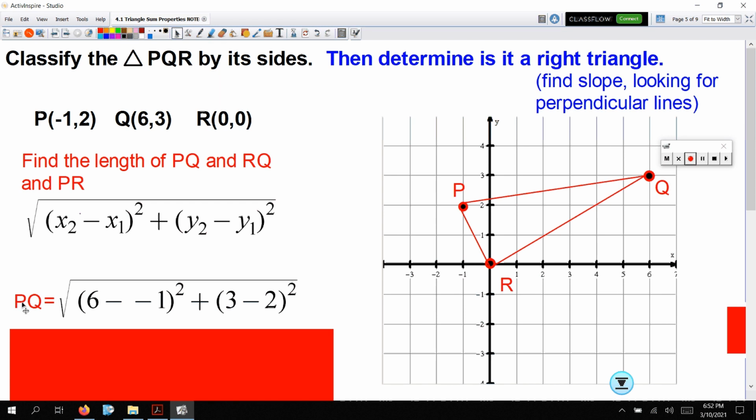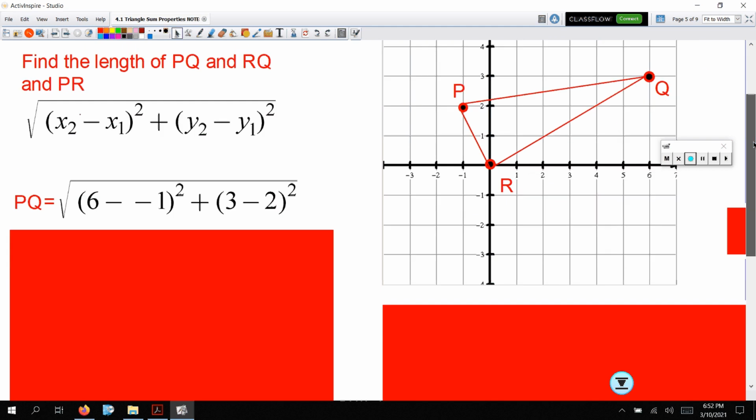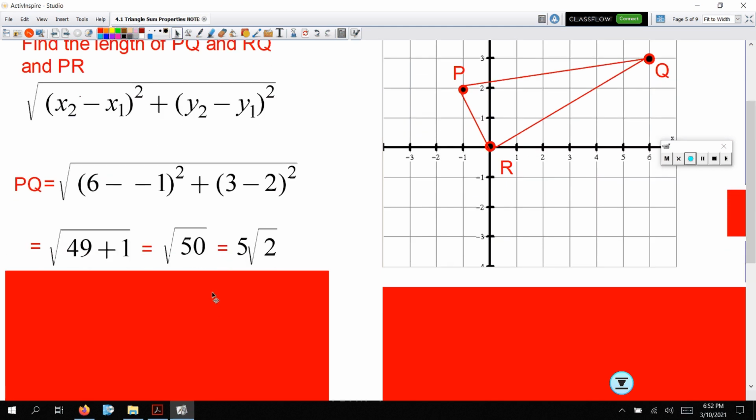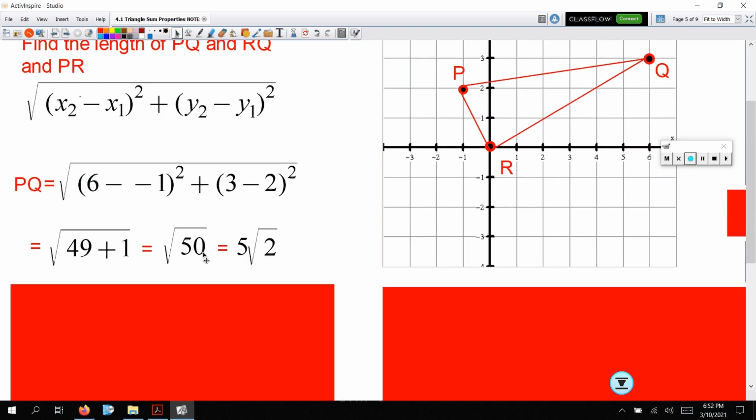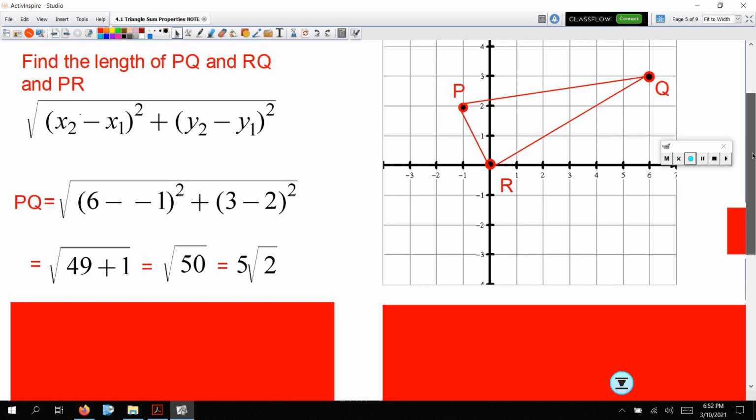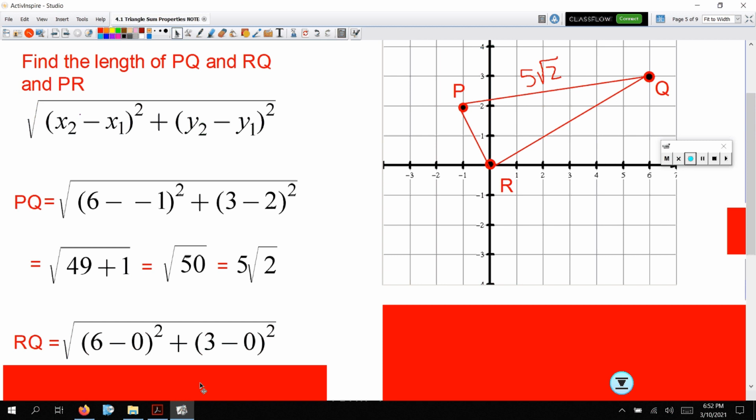Okay, so we're going to find PQ. I'm going to plug those points in and just work it down and solve it. Right, and I get down to the square root of 50, which breaks down into 5 root 2. So I'm going to go ahead and write that on PQ. 5 root 2. Right, we're checking the length of all three sides to see if any two sides are congruent. So let's find the length of RQ.